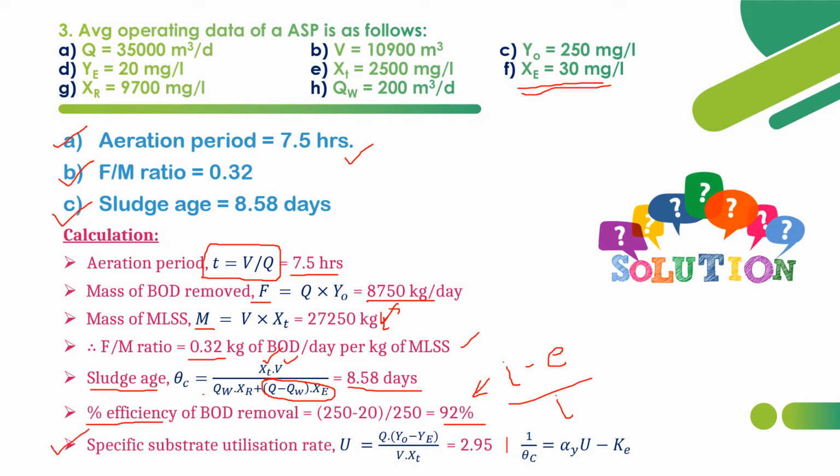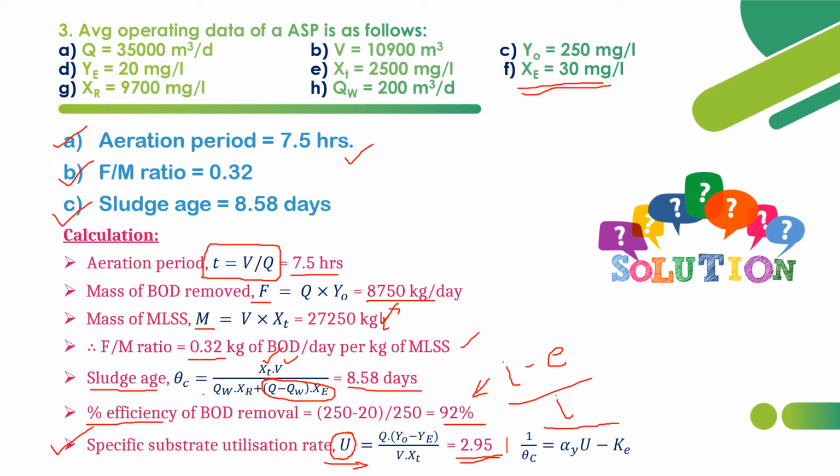And there is another thing called specific substrate utilization rate, that will be termed by capital U. U is equal to Q into (Y naught minus Ye) divided by V XT. On substituting all the values, we will get the answer as 2.95. This is an extra point we have to remember: specific substrate utilization rate is Q into (Y naught minus Ye) divided by V into XT.